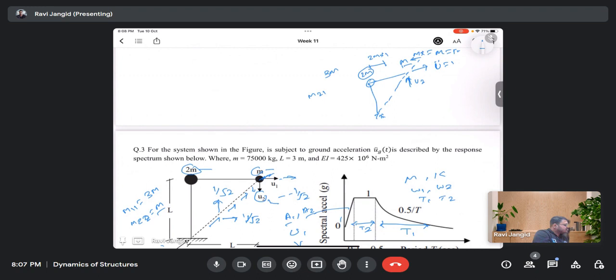Anyway, they have not defined the axial stiffness, AE by L. If you consider it, then whatever the effect, depending on the AE by L, will be acting. Anyway, axial stiffness is not known actually.